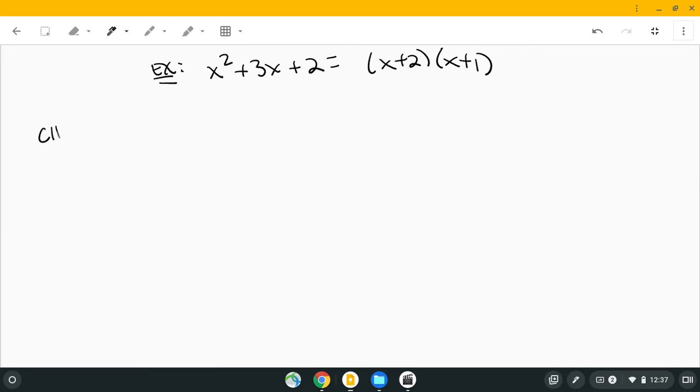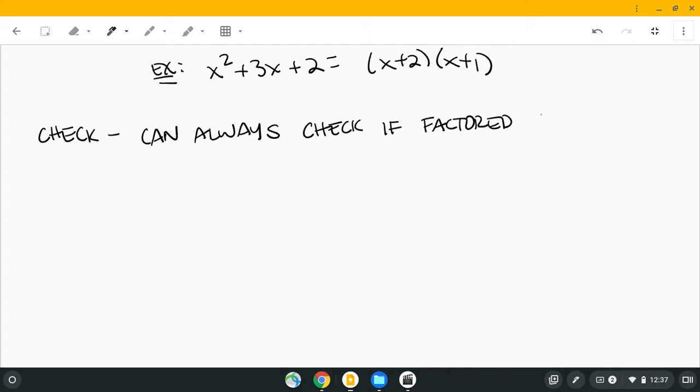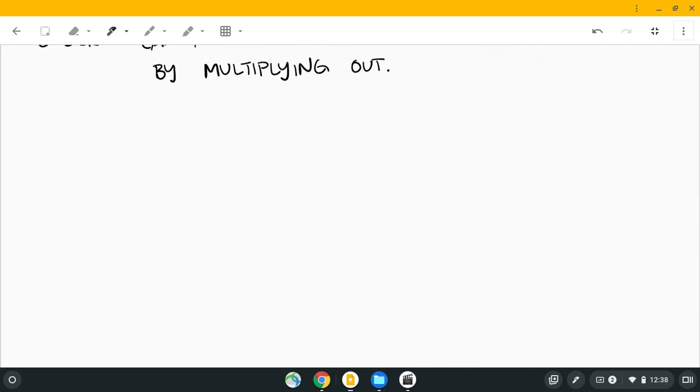Okay, and you can always check to see if you factored correctly by multiplying it out, and then checking to see if you get the original problem back. Okay, all right, so let's go ahead and start with common factoring.